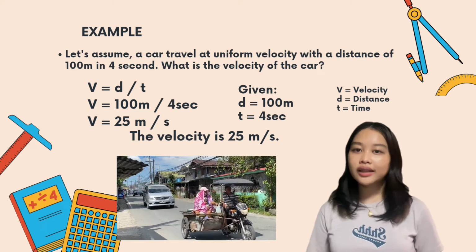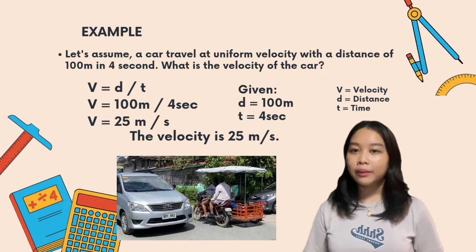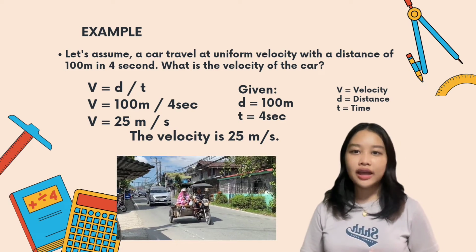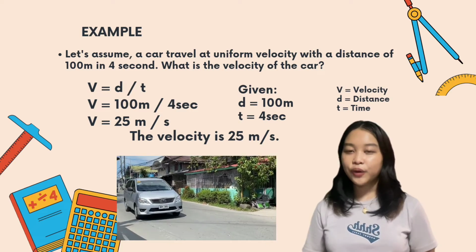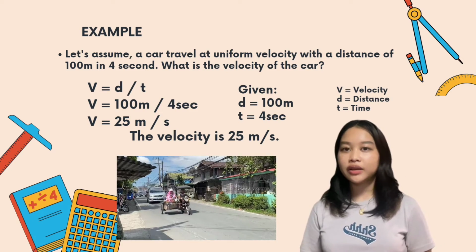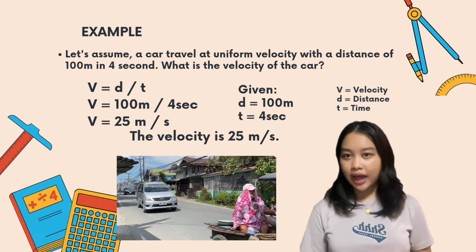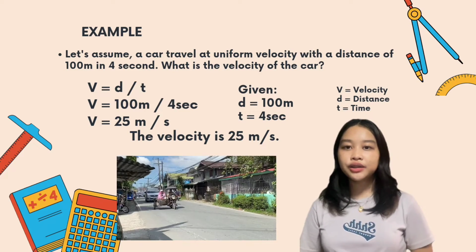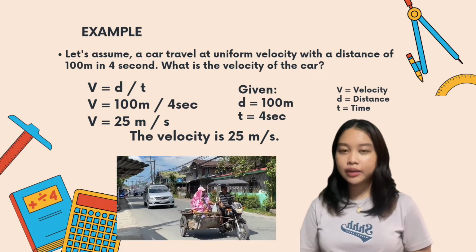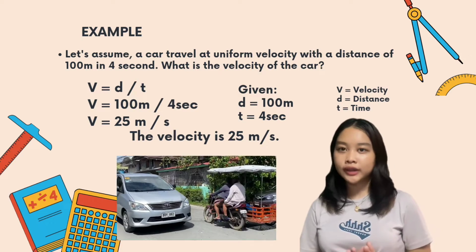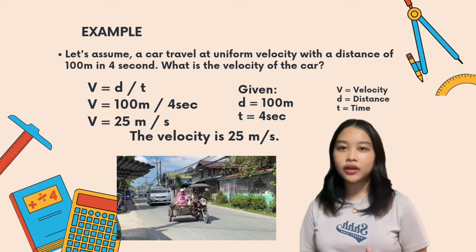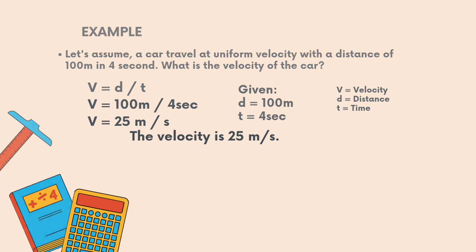First, let's analyze the given. We have distance 100 meters and time 4 seconds. We're going to use the formula velocity equals distance over time. Second, substitute the given. And lastly, divide 100 meters by 4 seconds. As a result, the velocity will be 25 meters per second.